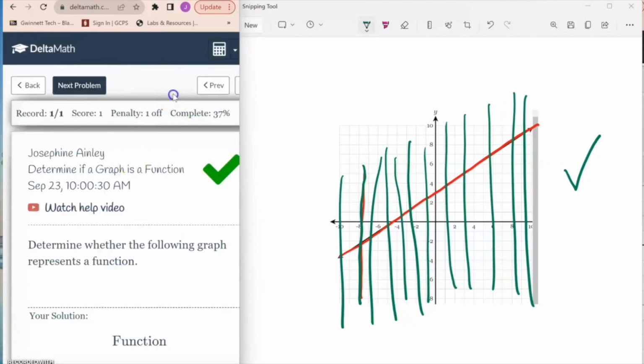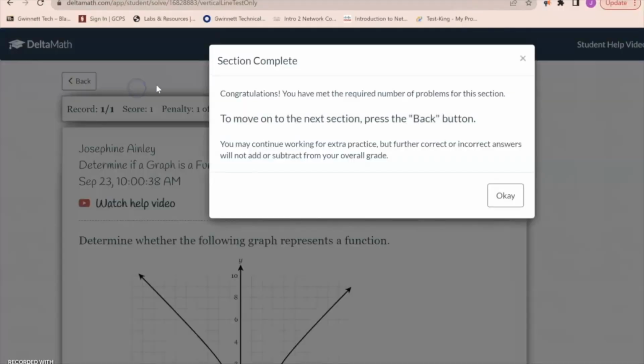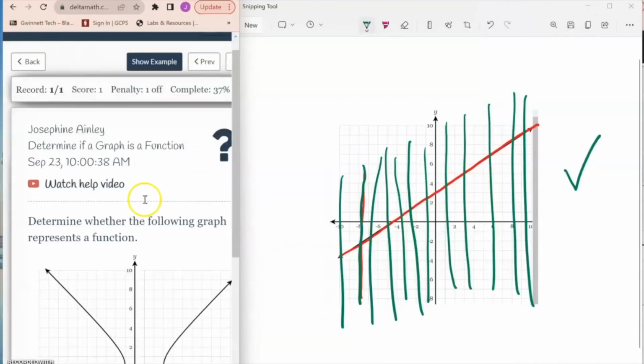Next problem. Or it's not going to let me do another problem. Pause. Next problem. Oh, good. Okay, congratulations, whatever. All right, so next problem.